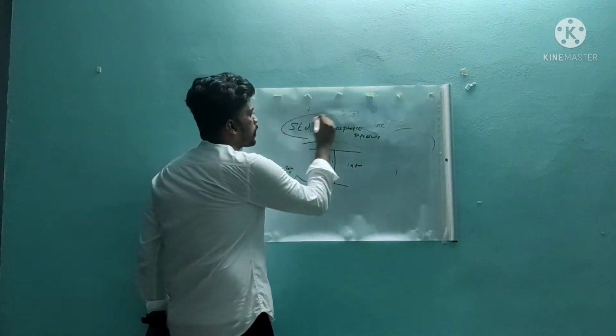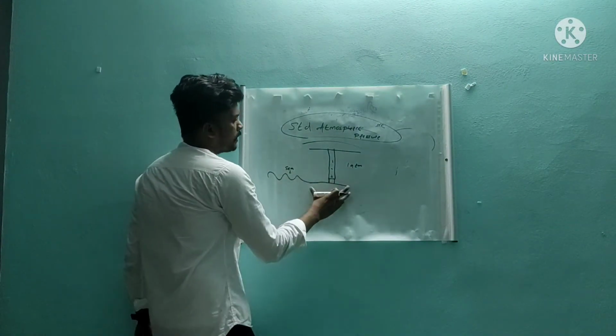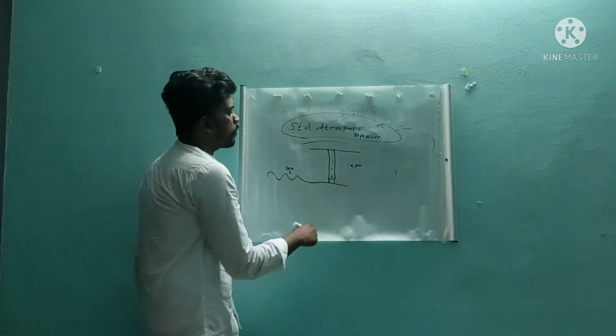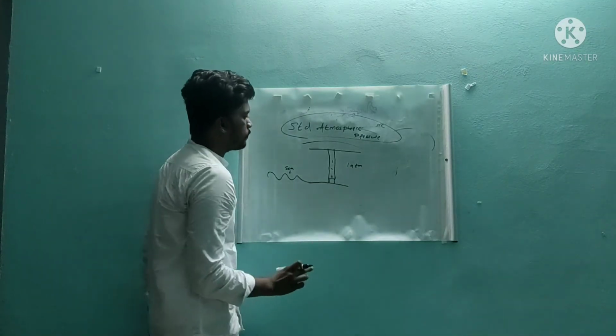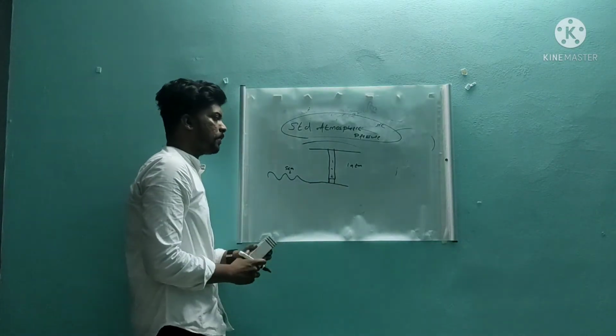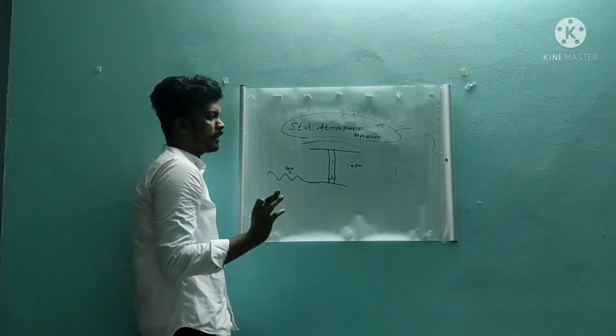Today we are going to learn standard atmospheric pressure. Consider this is a sea and this is sea level. We want to find the pressure on this unit area. For this, we are considering this area. Okay?